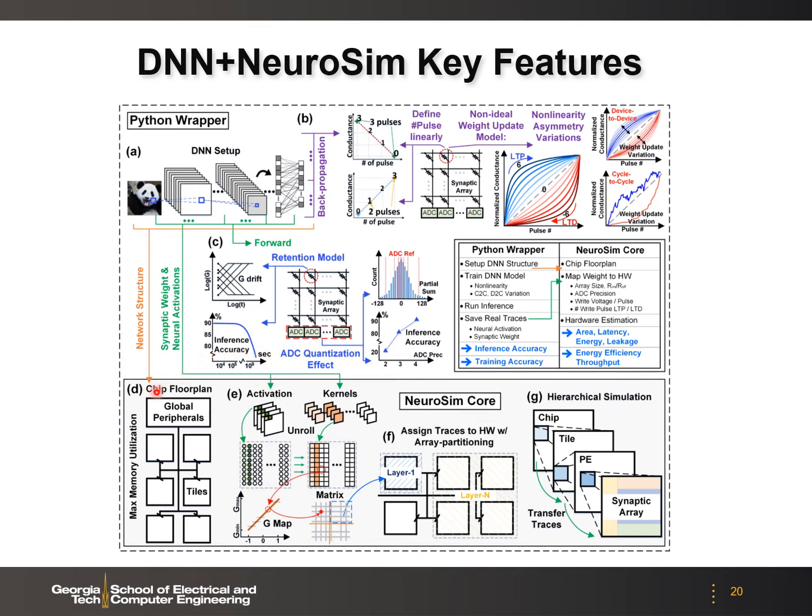And then on the hardware side, we are going to map the neural network into a chip floor plan like this with multiple tiles. And then we will unroll the real trace activations and kernels into the input vectors and the weight matrix. And then we can perform the real trace-based simulations on the hardware performance, for example, the latency and energy, through a hierarchy of the chip design. We also consider the interconnect routing into the hardware performance estimation.